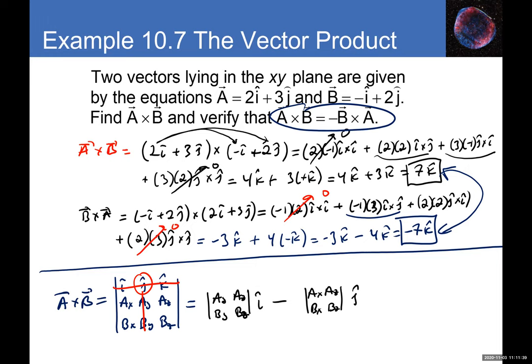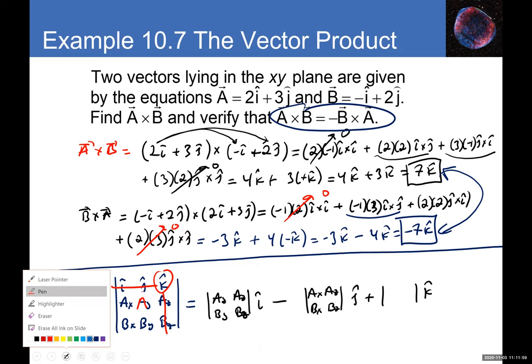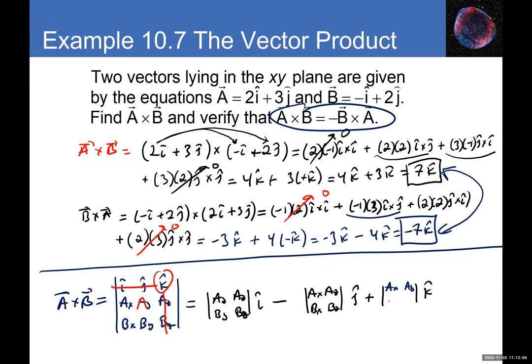And then plus, and this is for the K hat, where again I go back to my original matrix. So I take K hat and eliminate vertical and horizontal, anything vertical to K hat and horizontal to K hat. That means what survives is AX, AY, BX, BY. So I basically break it down into three 2-by-2 determinants multiplied by the unit vectors.